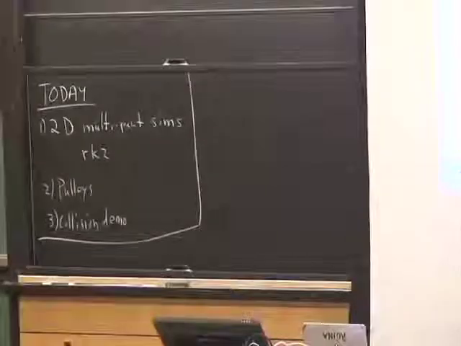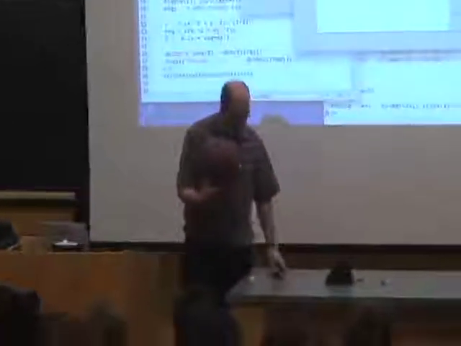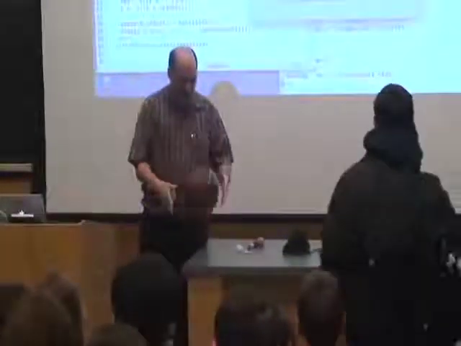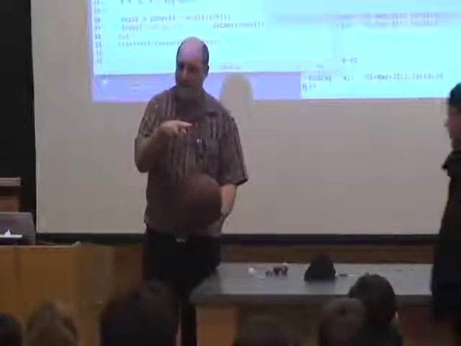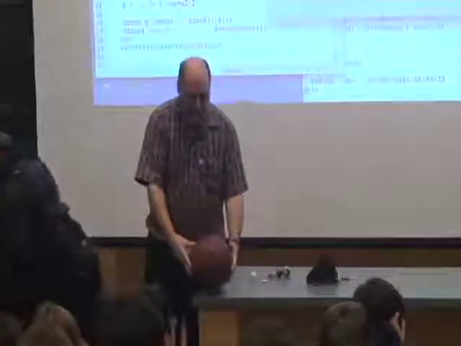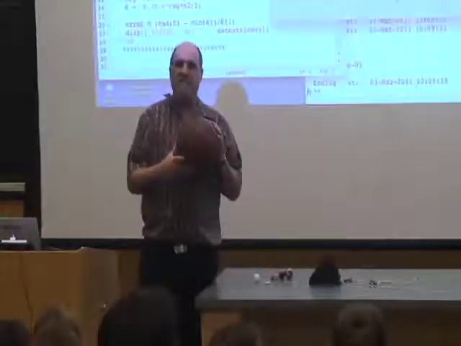Let me just start with the collision demo. I forgot to do this before. Here's a ball that bounces, and it comes up not quite as high. It comes up not quite as high because the velocity when it separates is less than the velocity when it approaches. We assume that's a material property.